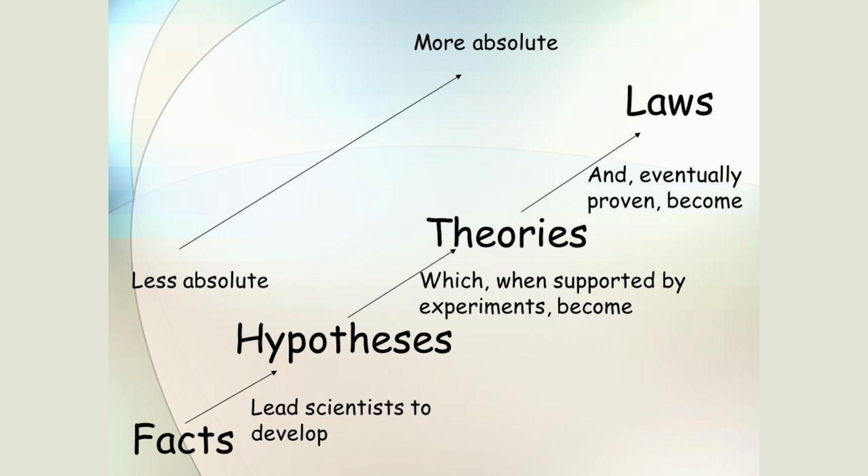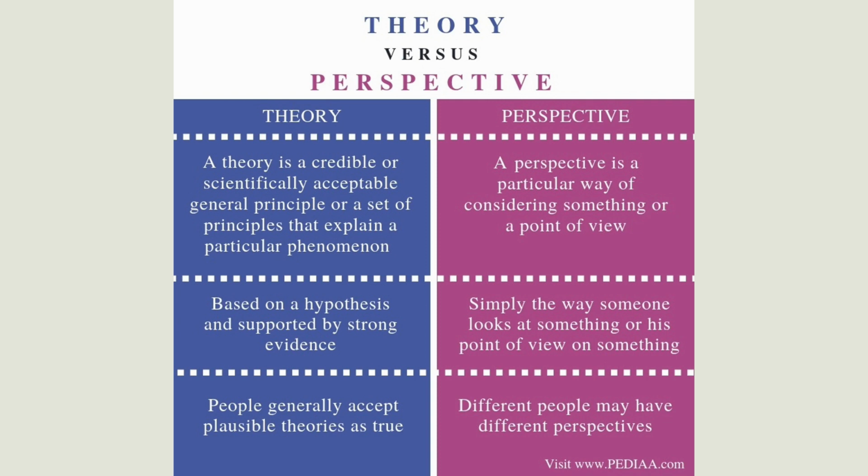Here we can see how theories fit in to other knowledge, how it is different from facts, hypotheses, and laws. We can see that theory is somewhere in the middle between less absolute and more absolute. In other words, just because we have a theory doesn't mean that it works perfectly. If it worked perfectly, it would be a law. However, theory is something more than just a perspective. A perspective is just a simple way of considering something from a particular point of view.